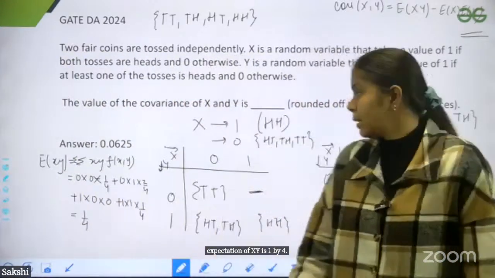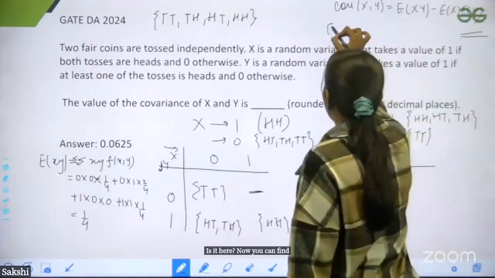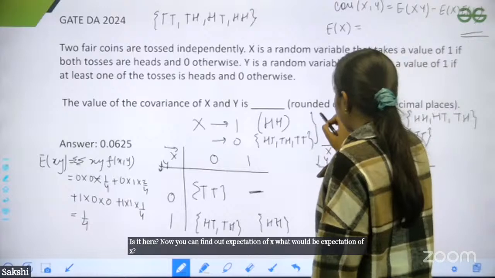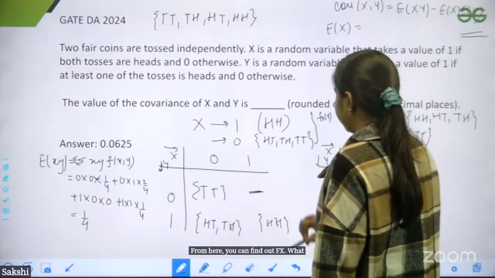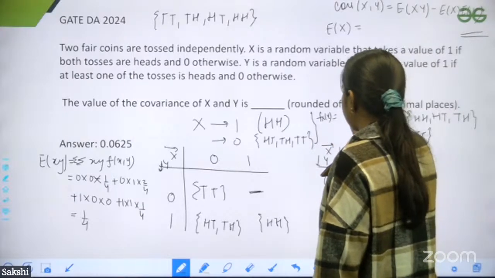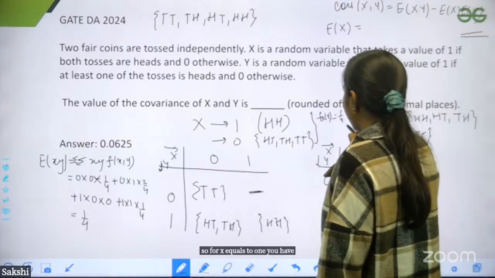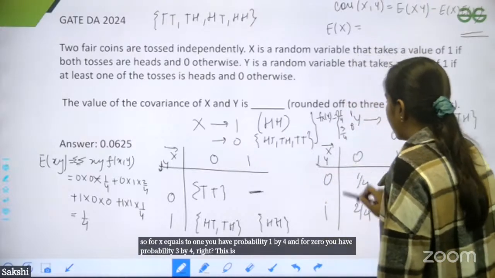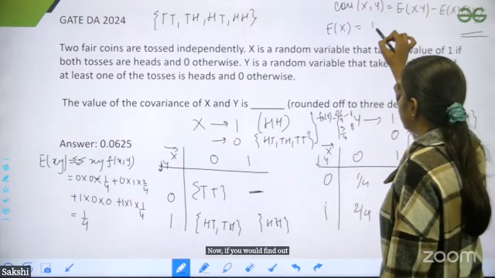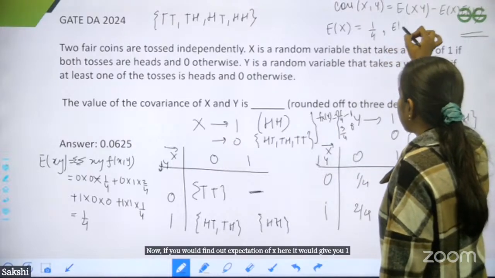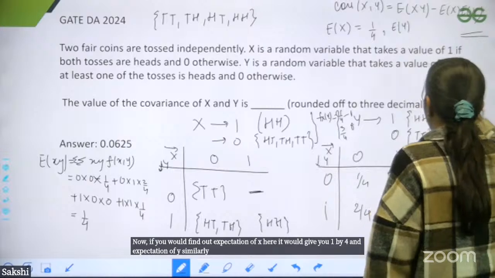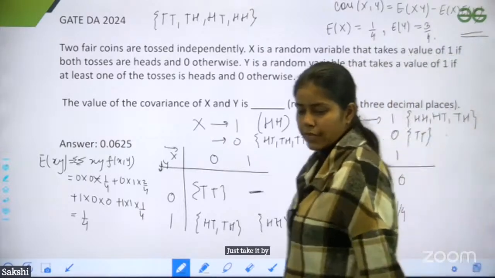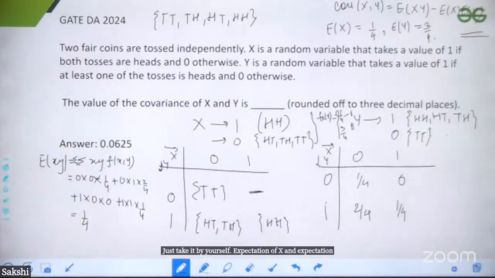Is it clear? Now you can find out expectation of x. What would be expectation of x? From here you can find out f of x. What is f of x? For x equal to 1, you have probability 1 by 4, and for 0, you have probability 3 by 4, right? This is your f of x. Now if you find expectation of x here, it would give you 1 by 4, and expectation of y similarly you would get as 3 by 4. Just take it by yourself, expectation of x and expectation of y, because that would be simple.